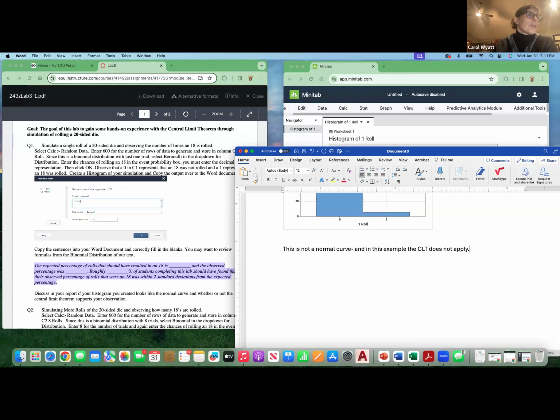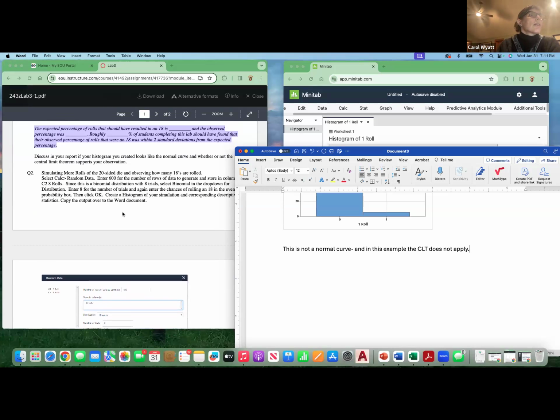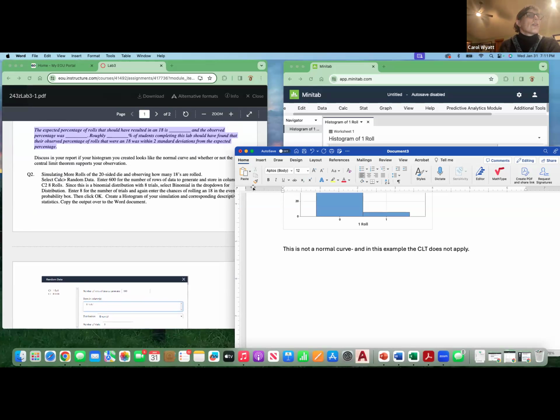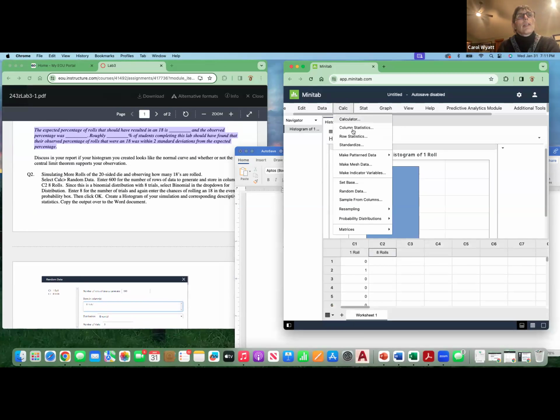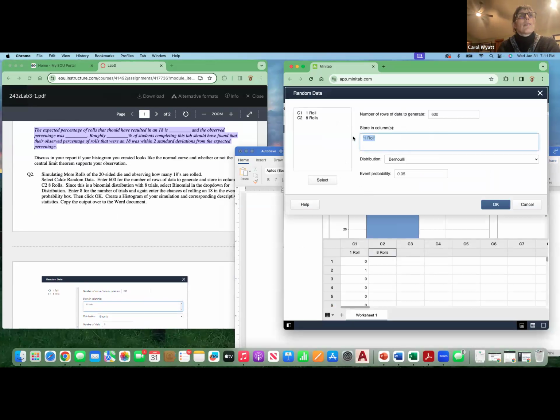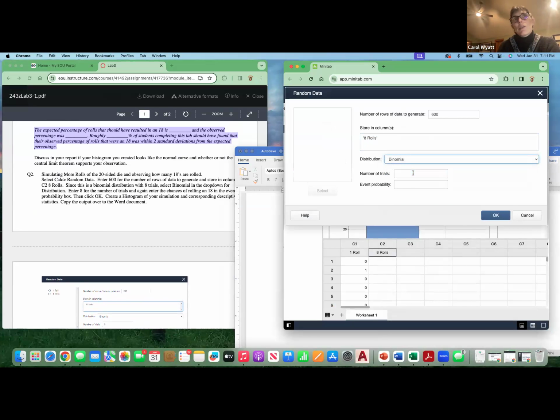So moving on to question 2. Right now we're going to simulate more rolls. So go here, and in our 8 trials, this time we're going to go to calculate random data. And we're going to store in 8 rolls. And we're not doing Bernoulli, we're doing a binomial because this is multiple trials. Number of trials, we'll do 600 again. And this time, our probability event is still going to be 0.05. I'm sorry, the number of trials is 8 trials.